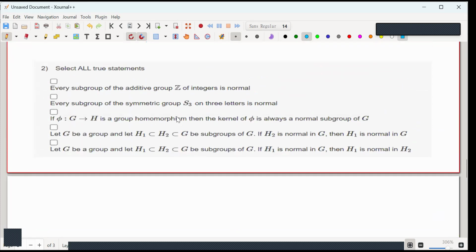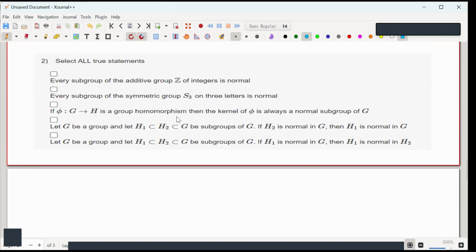The first part is: every subgroup of the additive group Z of integers is normal. Why? Because it's abelian. Good. Since it's abelian and every subgroup of an abelian group is normal. So this is true since Z plus is abelian.